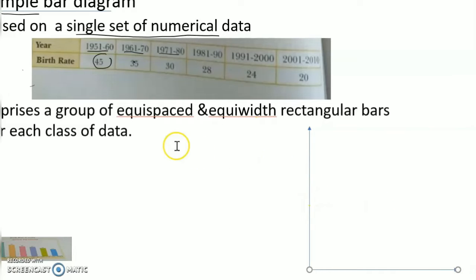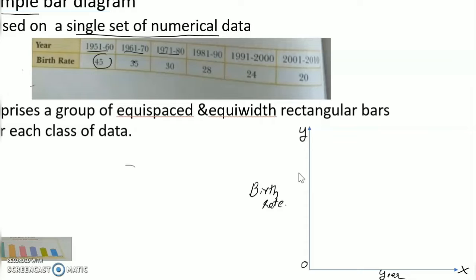Okay, here this is the y-axis. Here we are marking y, and it is 0, and here is the x-axis. Always we are taking birth rate in the y-axis, and in the x-axis we are taking year.